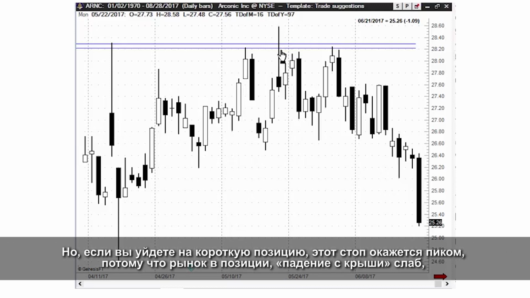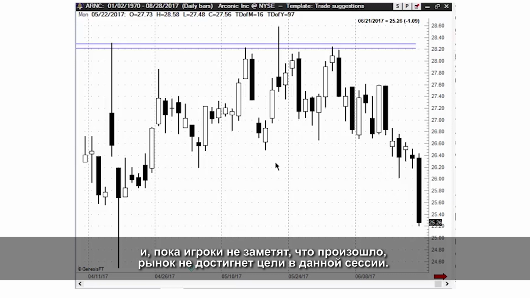But if you do go short, the protective stop is the high, because if the market indeed is weak with this falling off the roof, it should not get up here again. And indeed, notice what happened. The market did ultimately reach its target on this session.